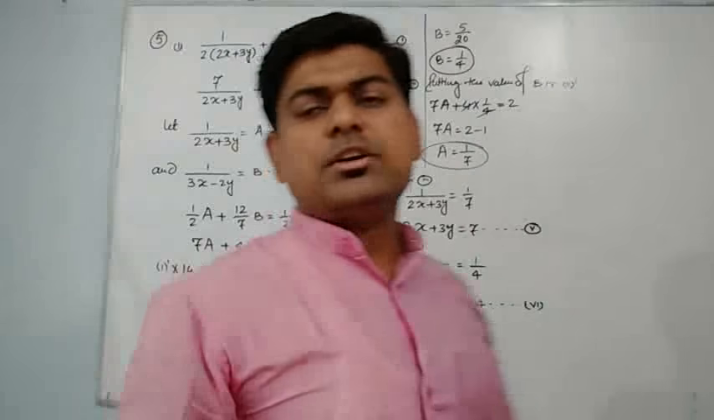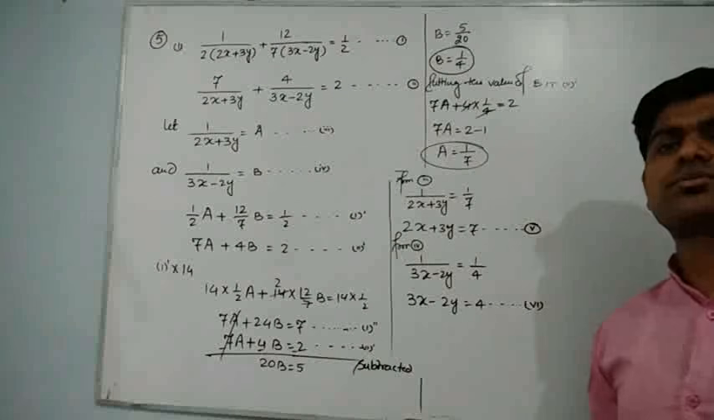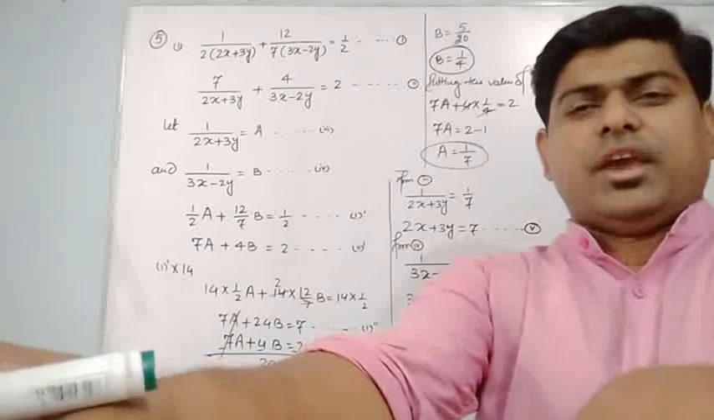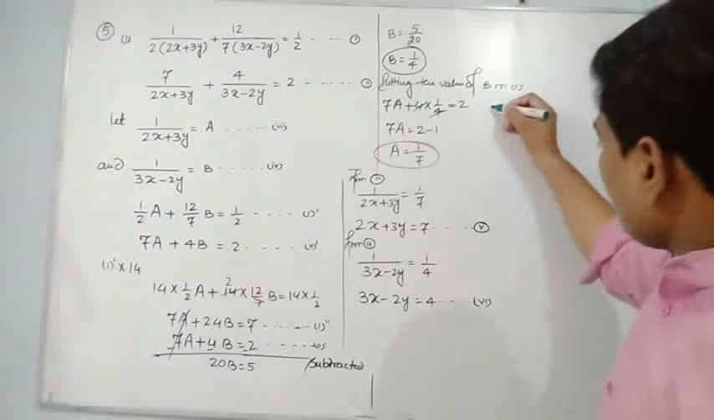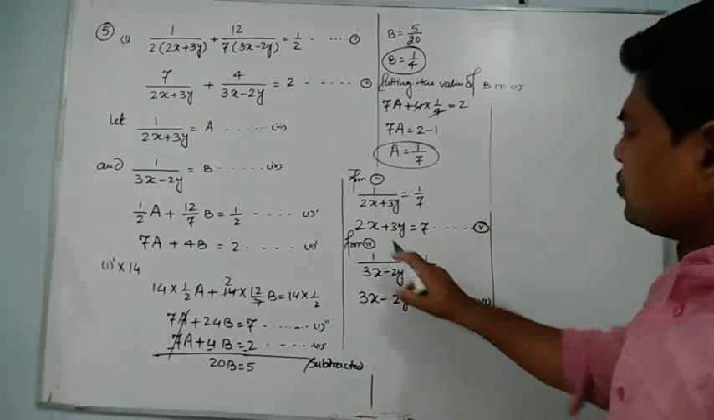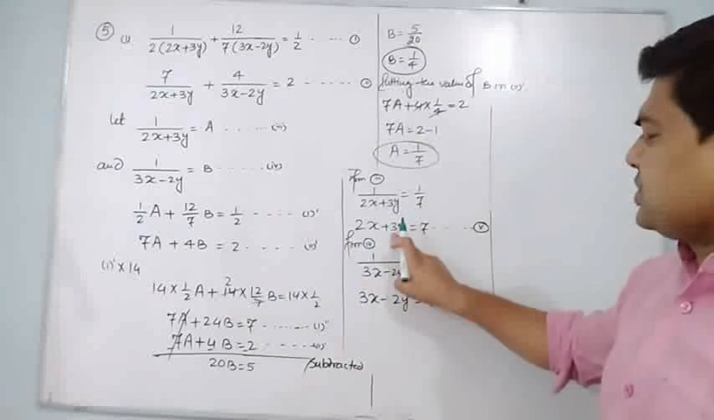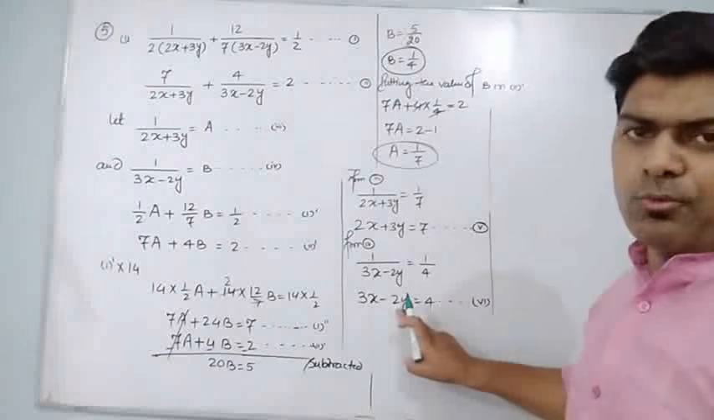Now we will solve 5th and 6th to find the values of x and y. What should I do? Listen to me carefully. Many times we have done such type of question. Now see, the coefficient of y is 3, and the coefficient of y is 2.